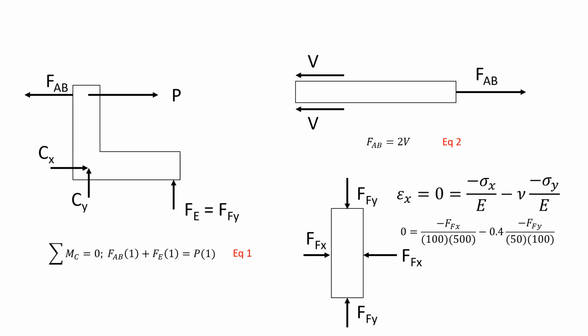We can remove E from the equation because the other side of the equation is 0 and E will just cancel out. So here, we replaced stress by force over area and nu equal to 0.4. So when we simplify, again, these values, the 100 and 500 and then the 50 and 100 came from the given. You can go back. And then when we simplify this equation, you have this equation number 3. F of x is equal to 4 times FF1.